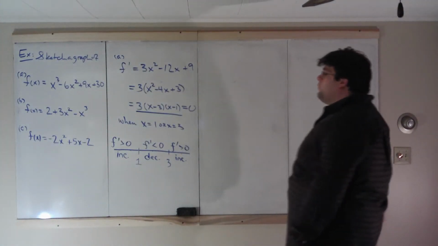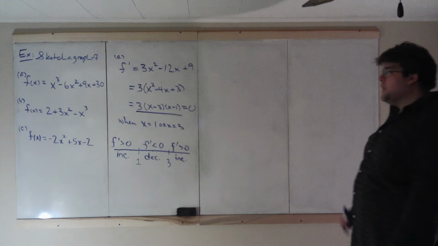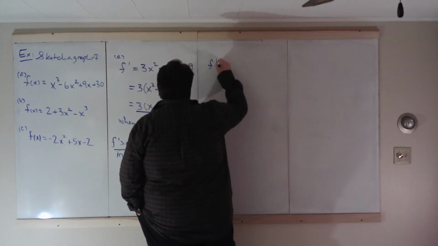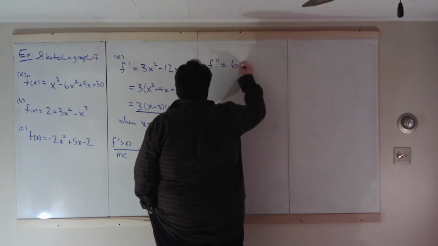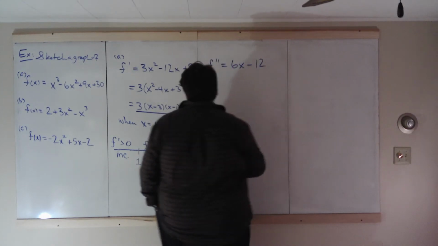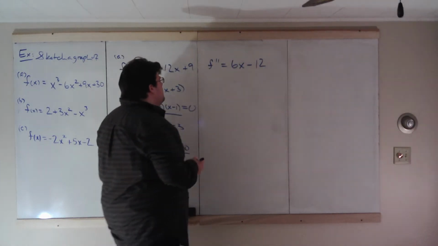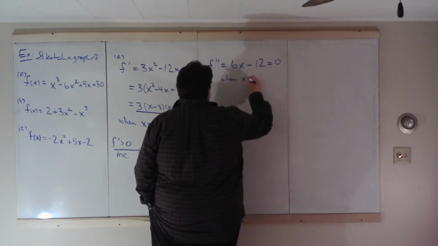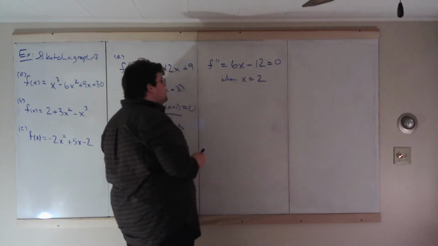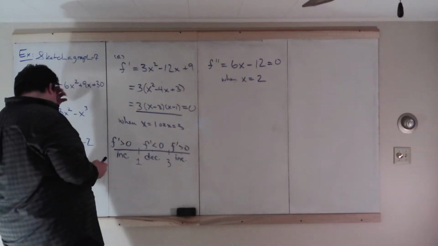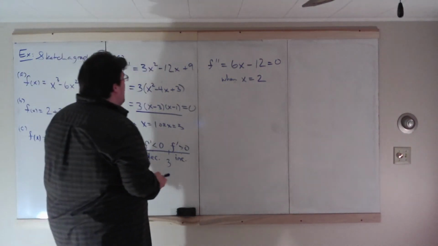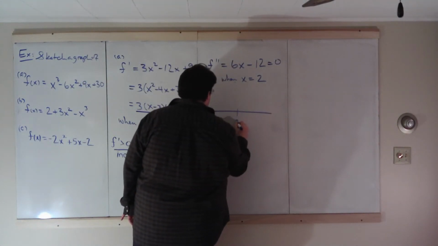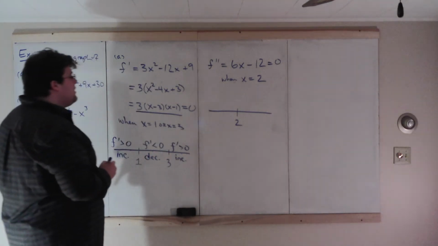Now we have to find where it's concave up and where it's concave down. How do we do that? Well, we do the same thing, but with the second derivative. 6x minus 12. Where is this 0? This is 0 when x equals 2. You could factor out a 6 if you want: 6 times x minus 2. It's 0 when x equals 2, and then we'll do the same argument: we'll split our number line at 2.